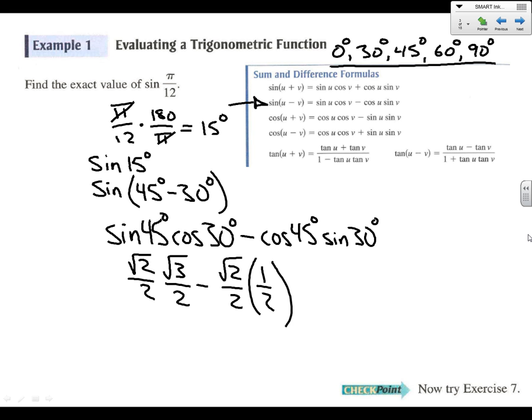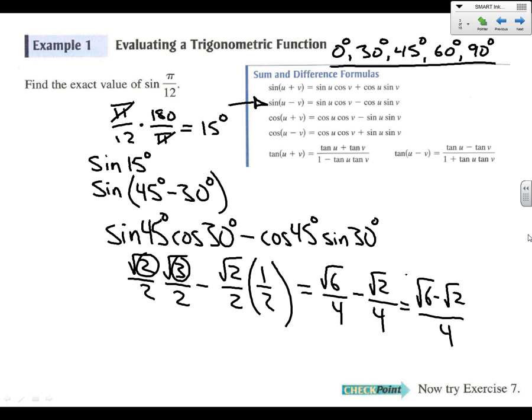1/2. We're going to simplify this and get root 6 over 4, since 2 times 3 is 6, minus root 2 over 4. And so our final answer is root 6 minus root 2 all over 4. Be careful here, you cannot put the root 6 and the root 2 together. Those are not like terms. That's your answer: root 6 minus root 2 all over 4.